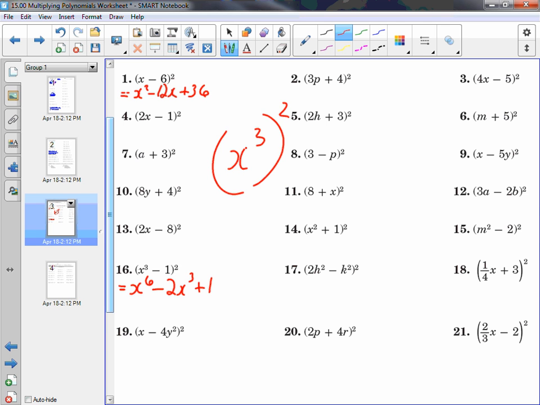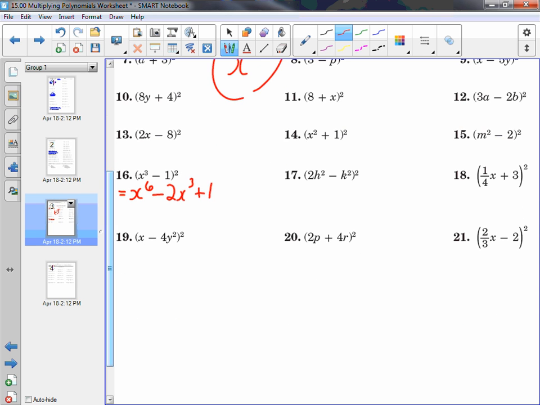And let's take a look at 21. Fractions tend to be scary for some of us. I don't want them to do all negative. Let's do 18. That way we're doing one that doesn't have a minus sign in them. All right, so I'll write my answer down here while I have room.